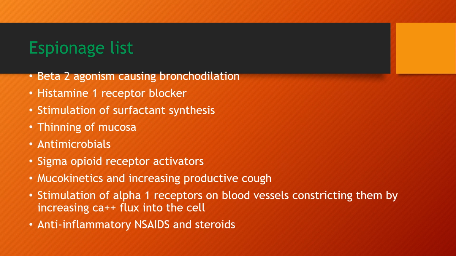Stimulation of surfactant synthesis. Once we stimulate surfactants, we get decreased mucosal thickness and increased mucosal mobility. So once these surfactants, like sodium ions and chloride ions, are secreted on the mucosa, there is increased flow through of the mucosa, and accumulation of phlegm and sputum is decreased, and respiratory surface tension is decreased, so that respiration occurs easily.